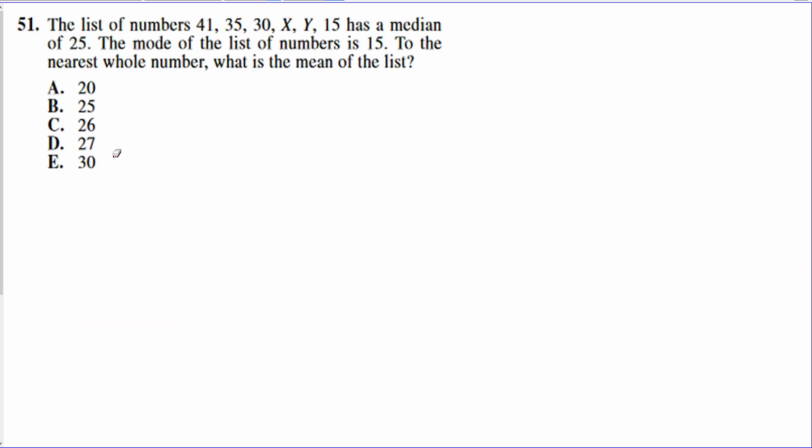Here is problem number 51. The list of numbers 41, 35, 30, x, y, and 15 has a median of 25. The mode of the list is 15. To the nearest whole number, what is the mean of the list?